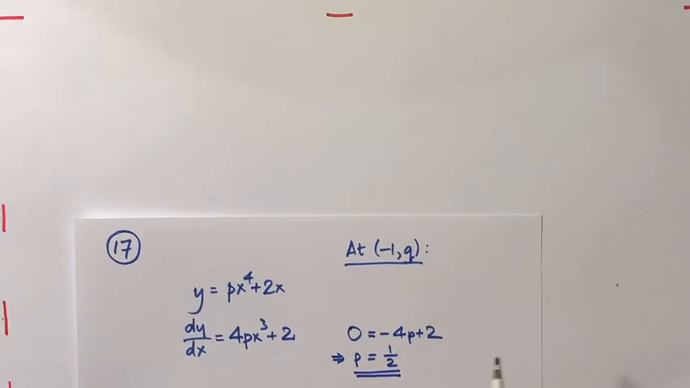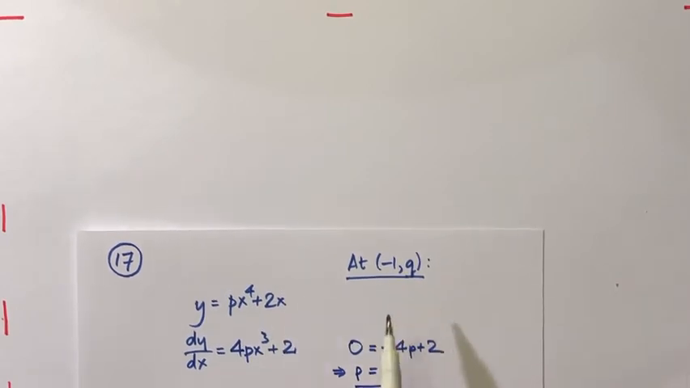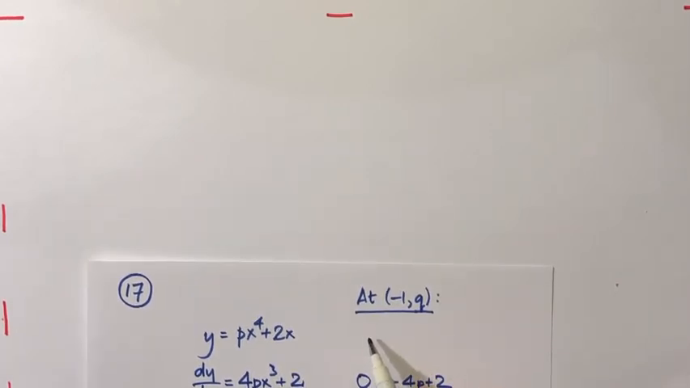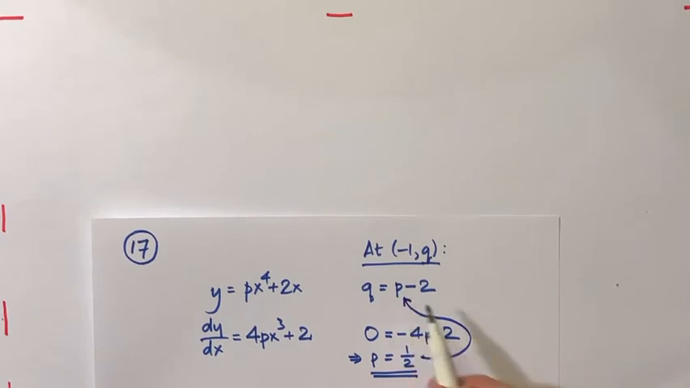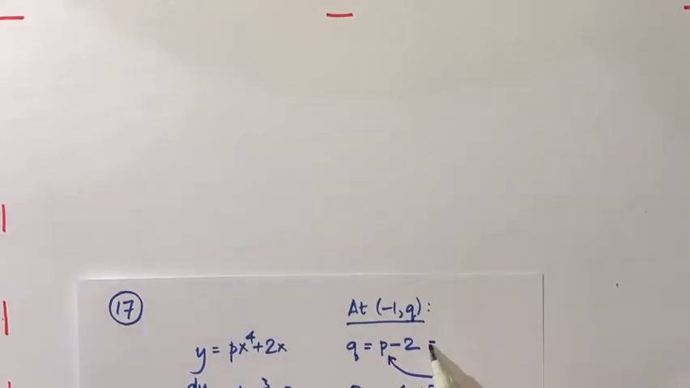And this curve goes through this point, so we can write q equals p minus 2 by substituting negative 1 and q into the equation. And because p is a half, you can put p inside here. This gives q equals minus 3 over 2. And that's the answer for q. And that's question 17.